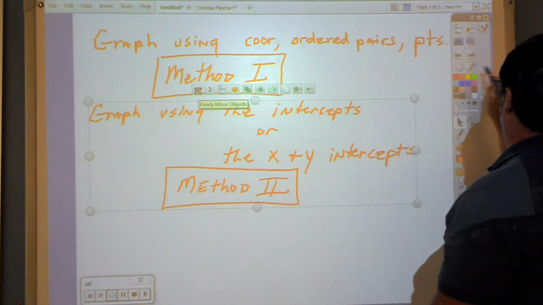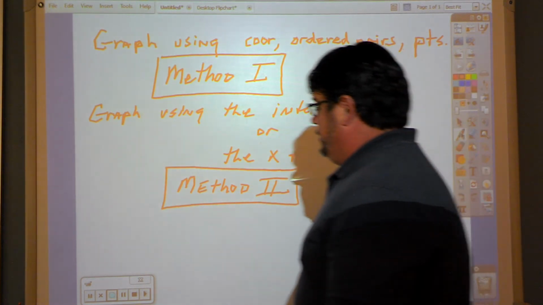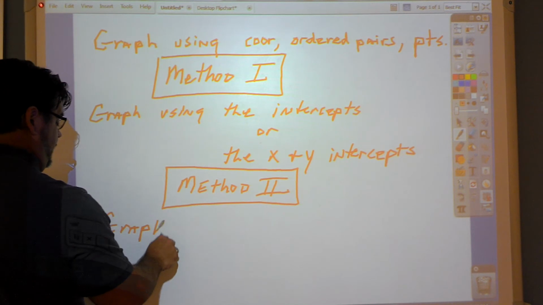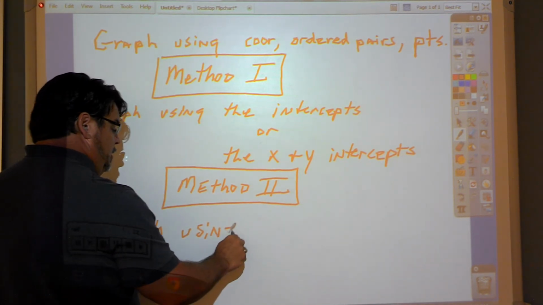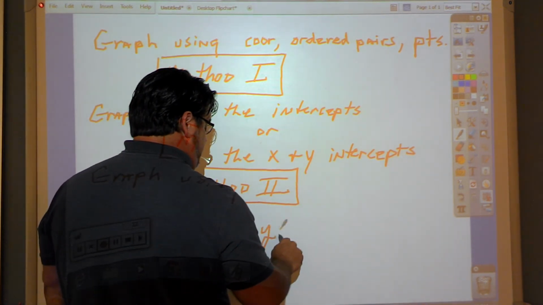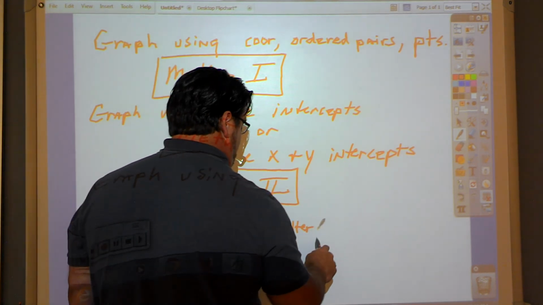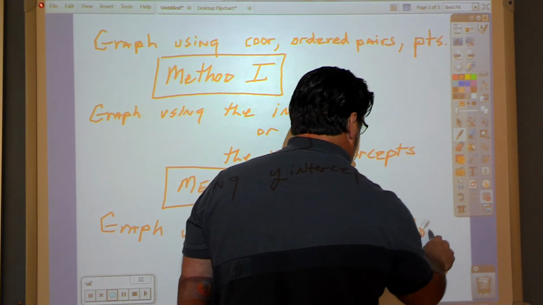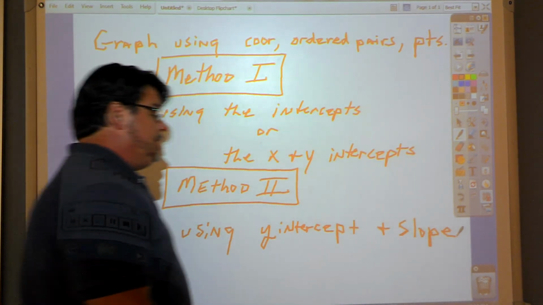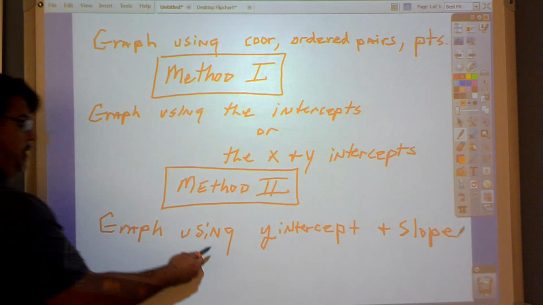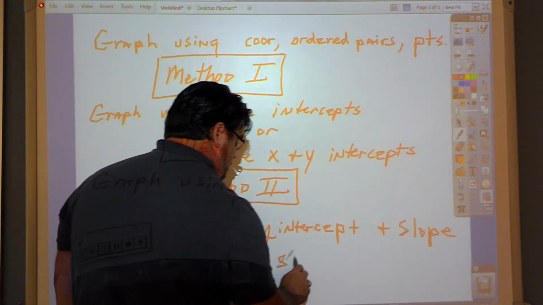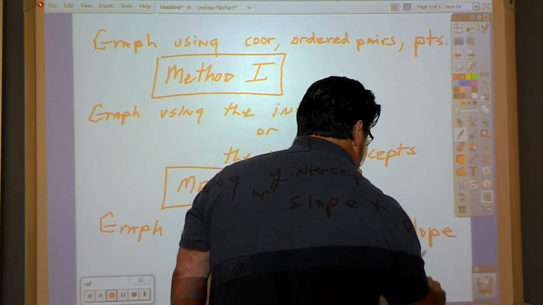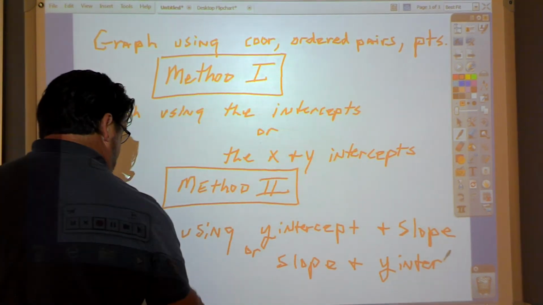All right? Well, what about the third method? The third method will be saying graph using the y-intercept and a point, or slope and y-intercept. And when you see those directions, you use method what? 3. Method 3.